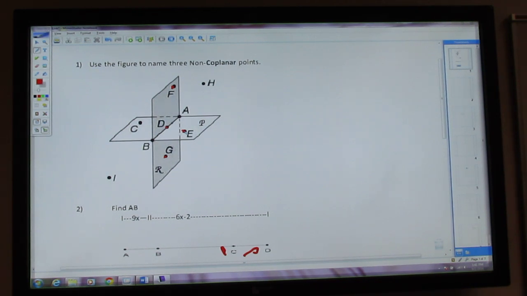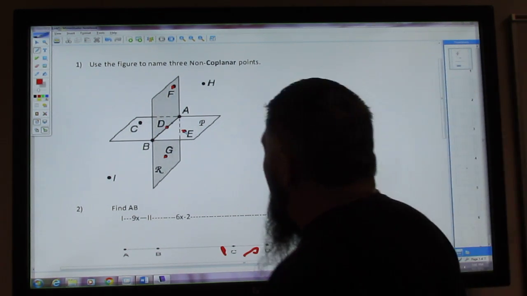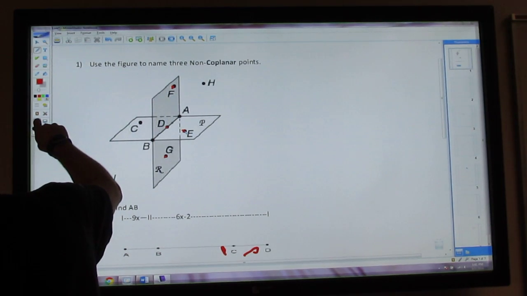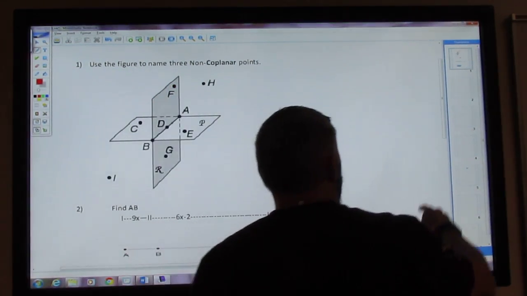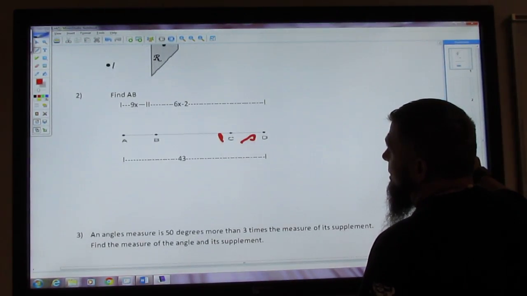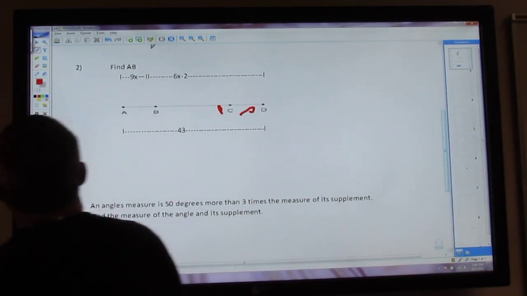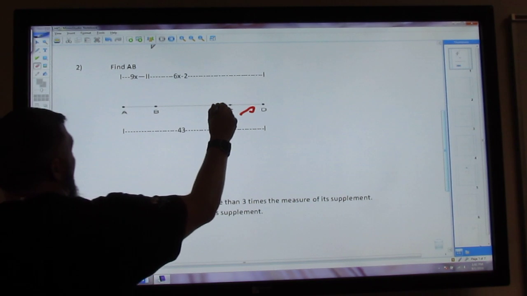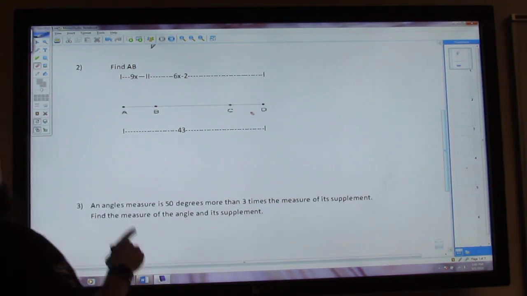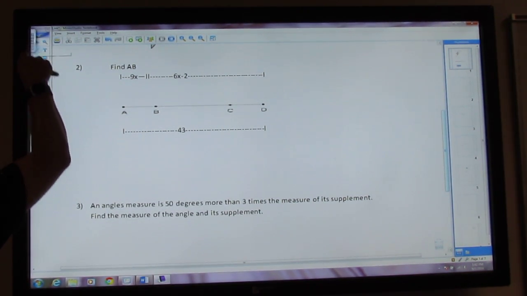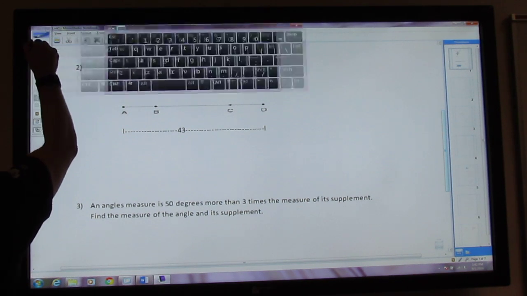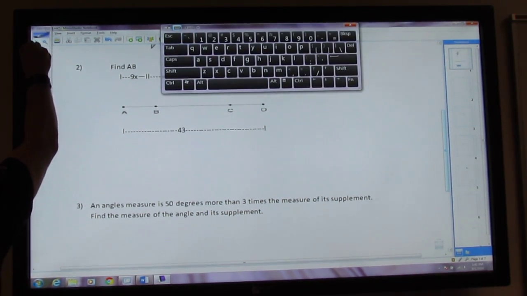Alright. So now, let's go back. Hopefully this works now. Why did that happen? Well, maybe I have an eraser. Alright, come on now.